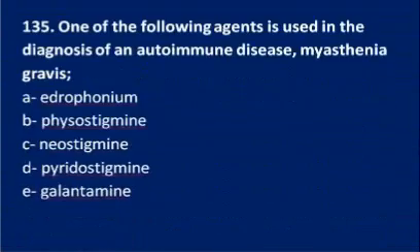Now moving on to the fifth MCQ: one of the following agents is used in the diagnosis of an autoimmune disease, myasthenia gravis. So options are hydroponium, physostigmine, neostigmine, pyridostigmine, galantamine. So actually in these options hydroponium is used as a diagnostic agent for myasthenia gravis.